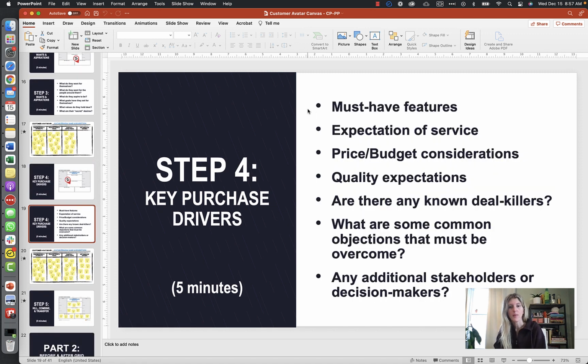Step 4, must-have features. What are the must-haves that these parents feel that your school needs to have in order for them to enroll their child? What is the expectation of service? What are some of the price or budget considerations? What are the quality expectations? Are there any well-known deal killers or deal breakers?